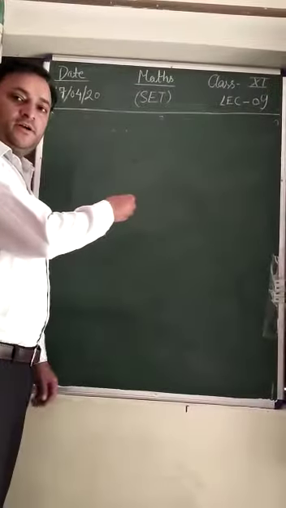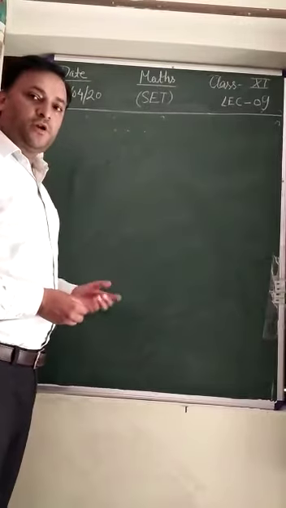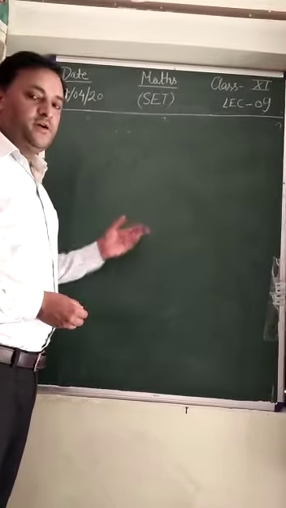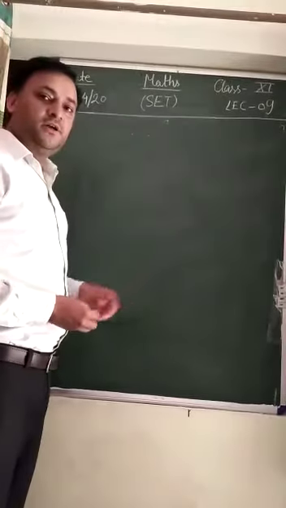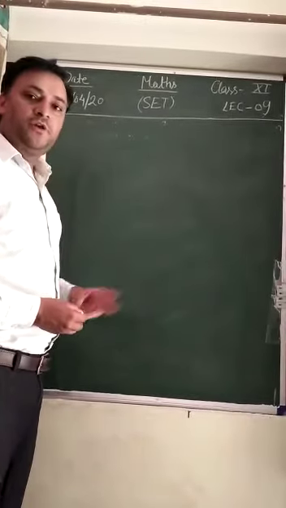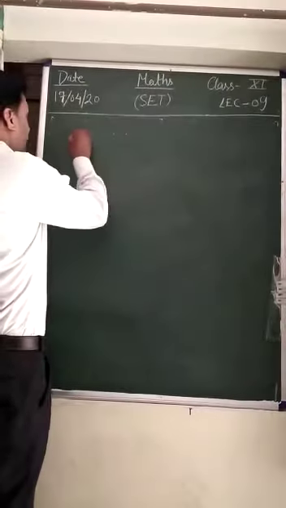Now we write the formula for the total number of subsets and total number of proper subsets. We write the direct formula because we discuss the logic behind the total number of subsets or proper subsets. So students, this is the formula.